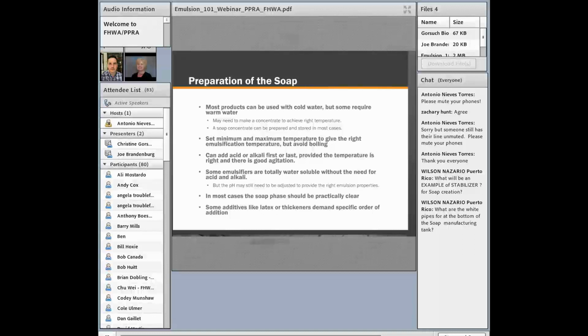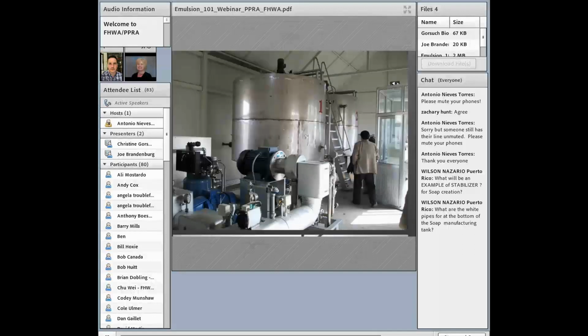We also can add additives to our soap. They could be latex or thickeners. And again, it depends on the order of addition and what you're making and what emulsifiers you're using. So, if you need to add latex to your soap tank or thickeners, make sure you talk to your vendor, and they'll give you the proper order of addition.